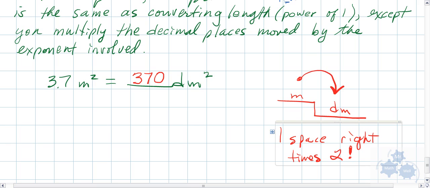Did you get it right? Meters to decimeters, you would normally go one space to the right, but because it's squared, you would move two spaces to the right. And of course, that looks like this. This decimal would go 1 and 2. Put a 0 there. 370. Okay? Any questions about that?